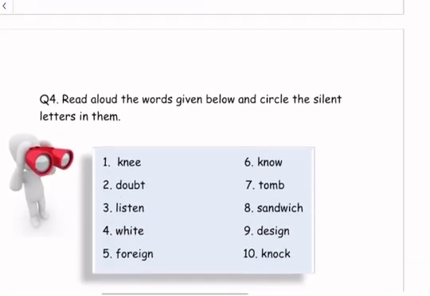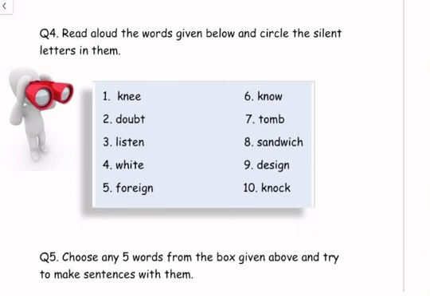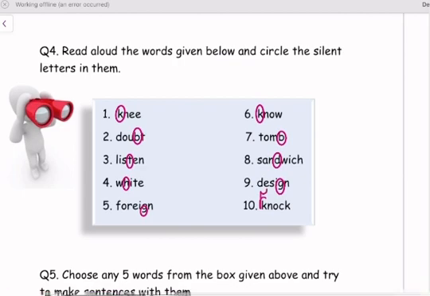Question number 4. Read aloud the words given below and circle the silent letters in them. So let's start. Knee, K silent. Doubt, B silent. Listen, T. White, H. Foreign, G. No, K. Tom. Savage, D. Design, G. Knock, K.